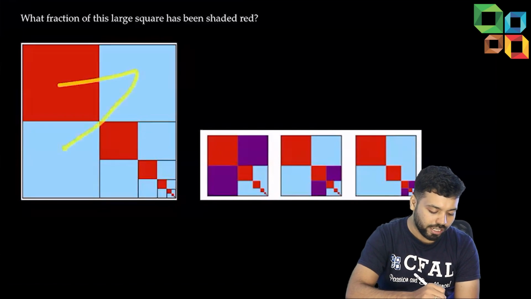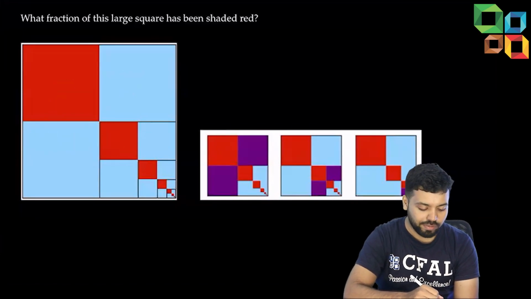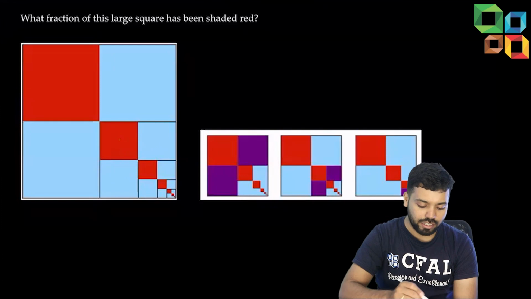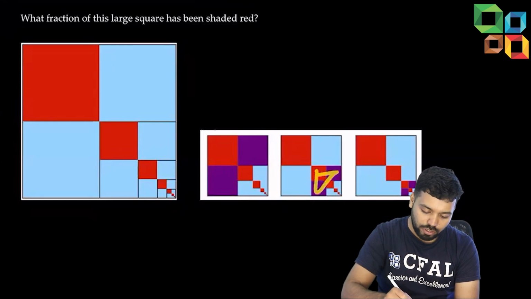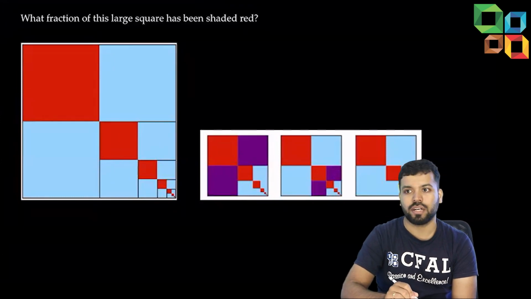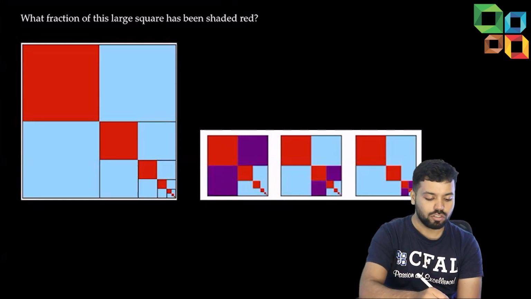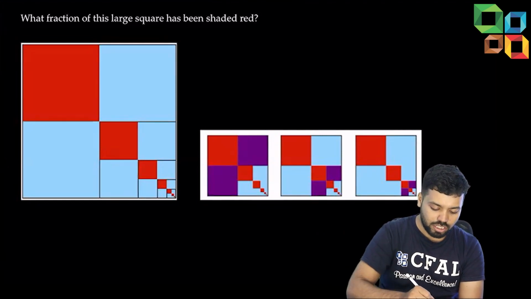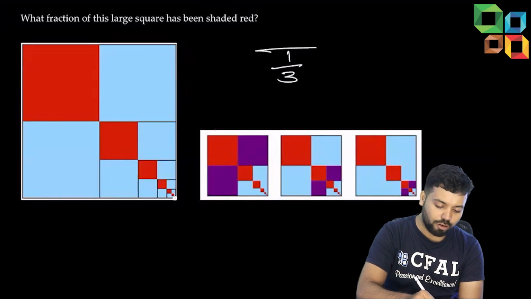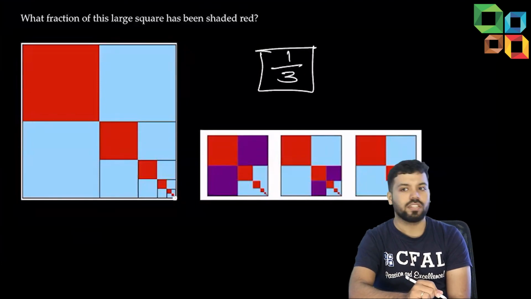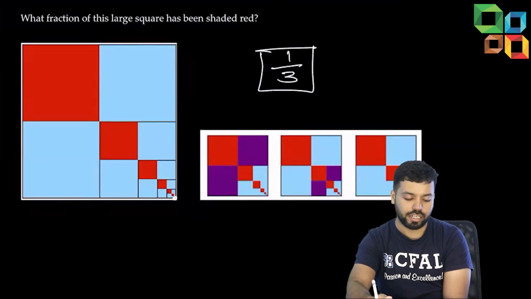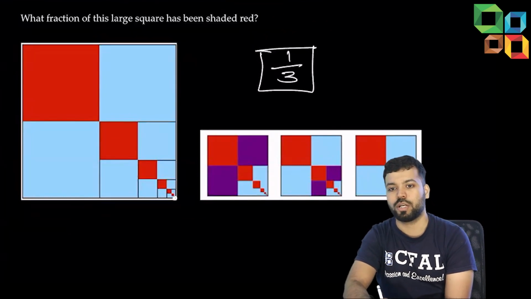So out of 3 areas, 1 will be red. Similarly, out of 3 areas, 1 will be red. It will keep on continuing. So eventually we will reach this end point. So out of 3 areas, 1 will be red. This is how you can imagine, and you can try to answer if you don't know about geometric progression.